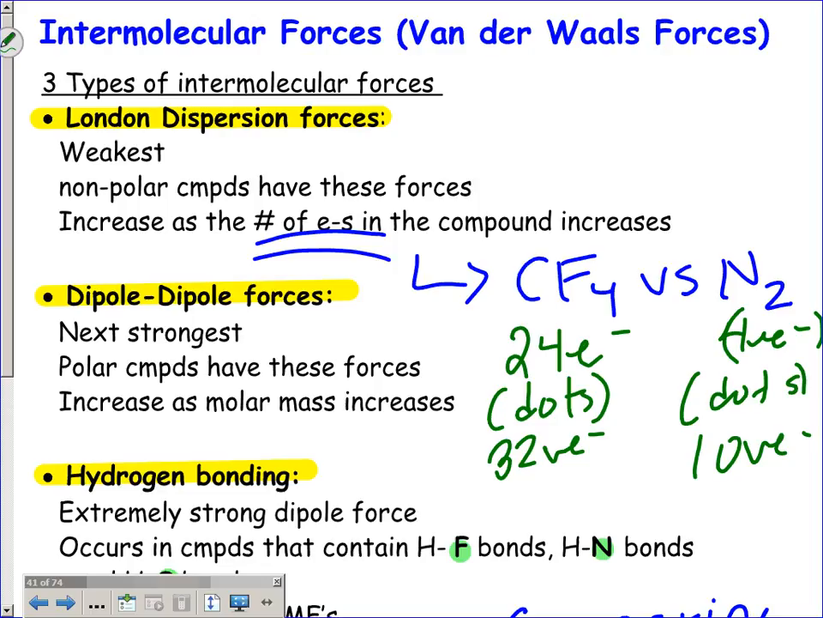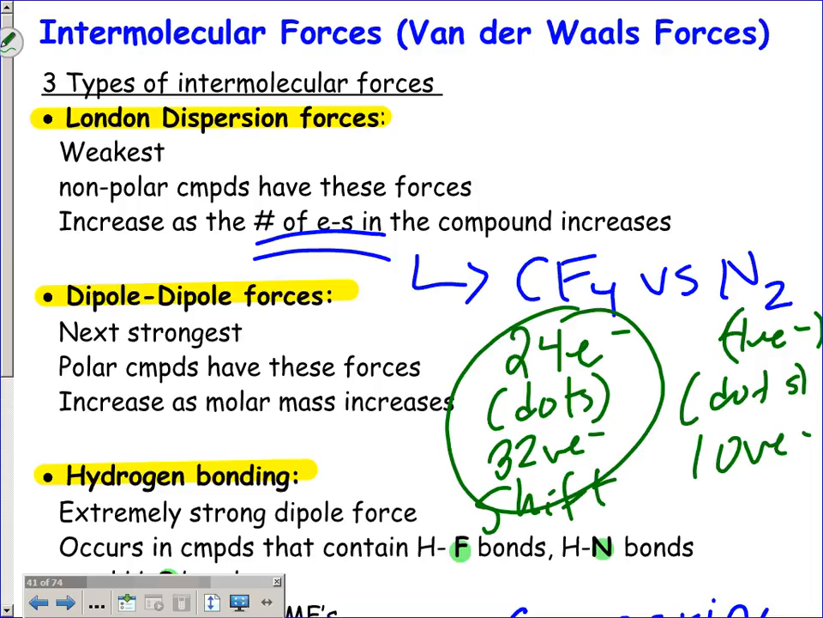Okay, so in both ways you count them. If you count just the dots, or you look at your first number you wrote down when you're drawing your Lewis dot models, 32 valence electrons. CF4 can do more shifting. They can shift their locations, and that causes this London dispersion force to be stronger. Because they can have more movement, they have more effect on the charge than this one does.